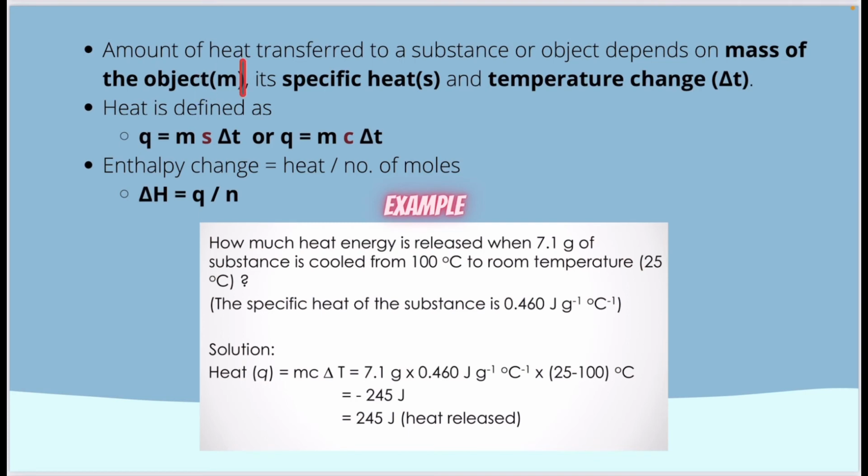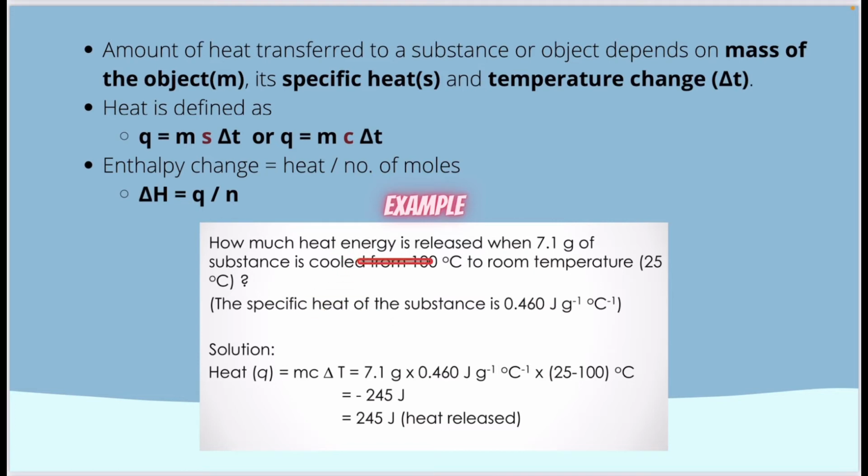The amount of heat transferred to a substance or object depends on the mass of the object, its specific heat, and the temperature change. Heat is defined as, this is the formula. Sometimes you can see the s or c, c as the small letter, but this one is the same, the specific heat. So the enthalpy change is equal to the heat divided by the number of moles. So this is the formula, and you can look at this as the example.